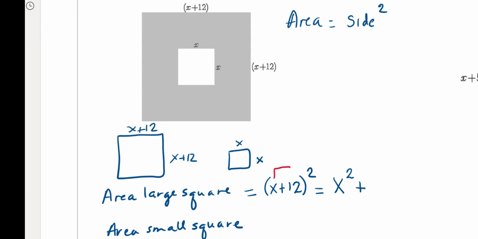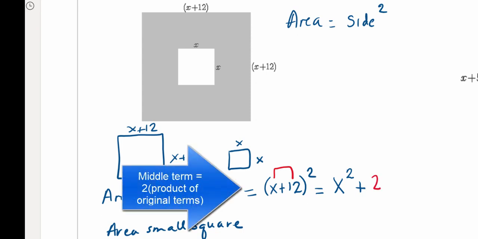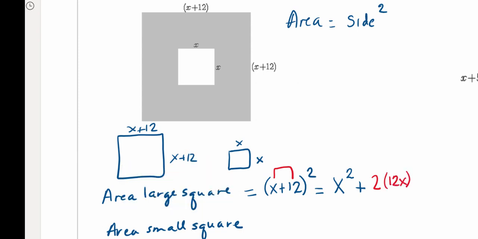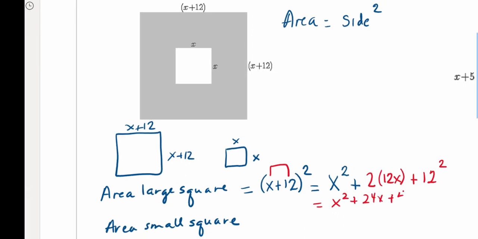And we know that that's going to be equal to x squared plus, now do you remember we did some work on squaring a binomial, and we know that the middle term is going to be twice the product of these two terms, 12x. We did some work on that. Go back to our video on special products and squaring a binomial. Then our last term is 12 squared. So we have x squared plus 24x plus 144.